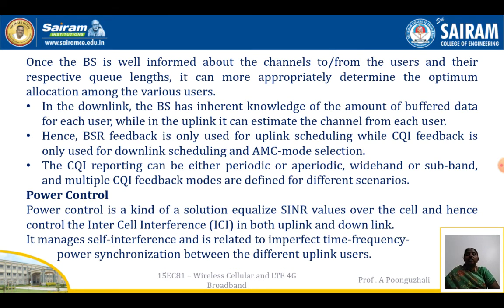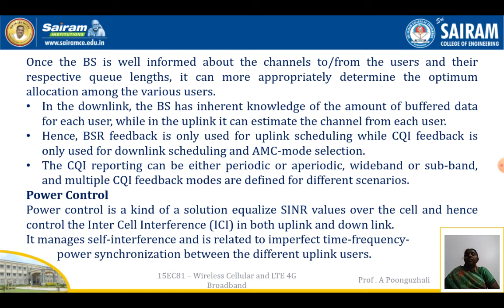So once the base station is informed about the channel to or from the users and the respective queue lengths, then it can appropriately determine the optimal allocation among the various users. In the downlink, the base station has knowledge about the amount of buffered data for each user, while in the uplink, it can estimate the channel from each user.